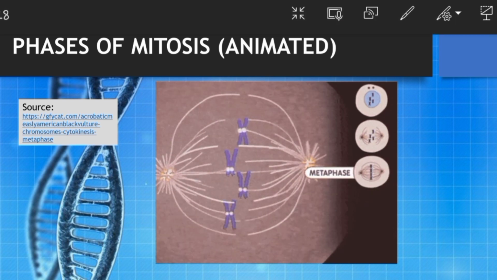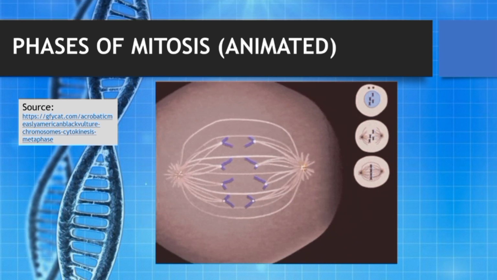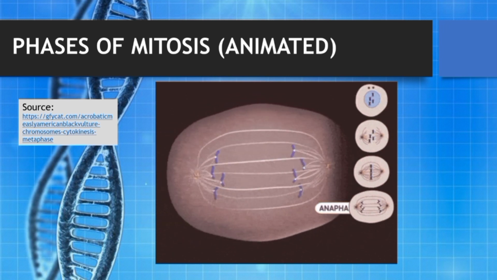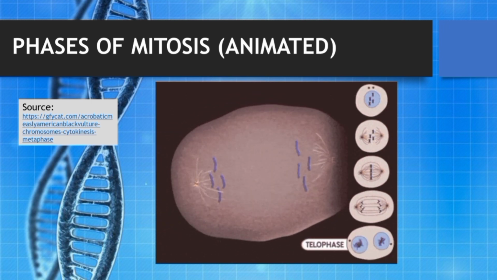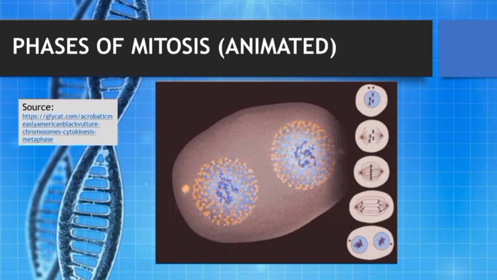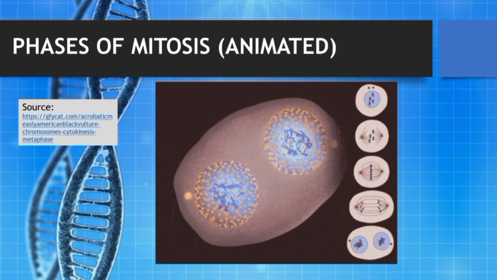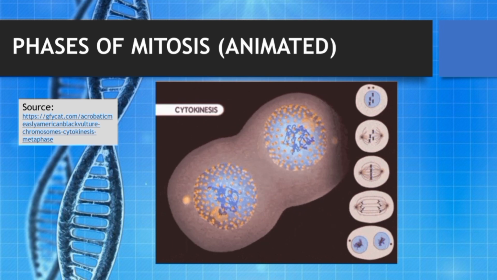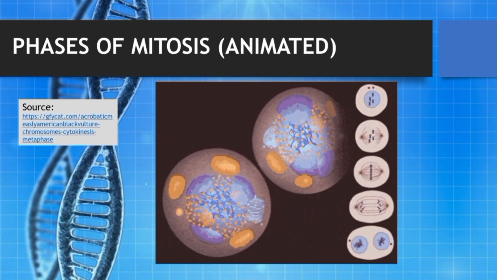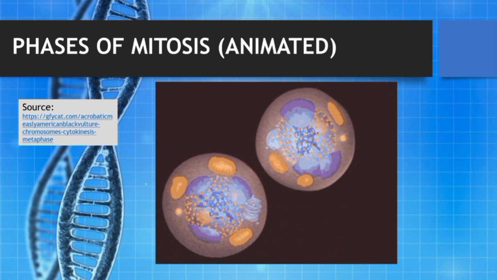Okay. So metaphase, anaphase, telophase, okay, ayan, bumabalik na yung mga chromatin dyan, and cytokinesis would result into the formation of two daughter cells.